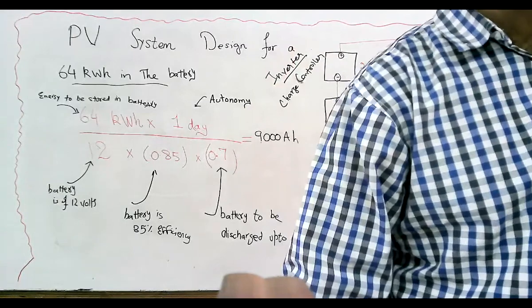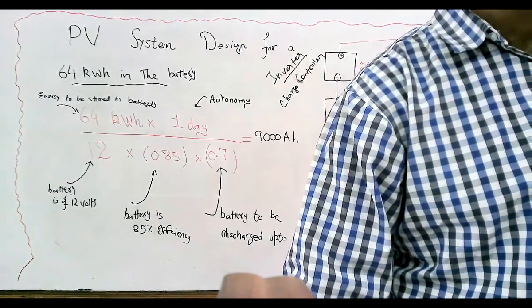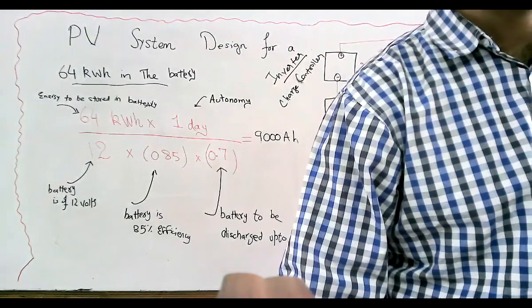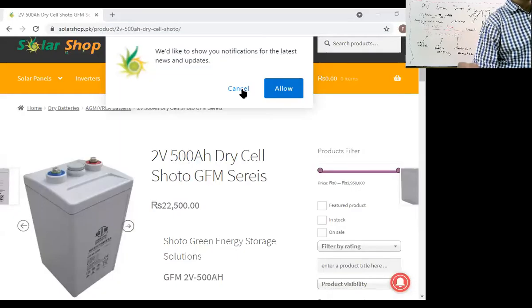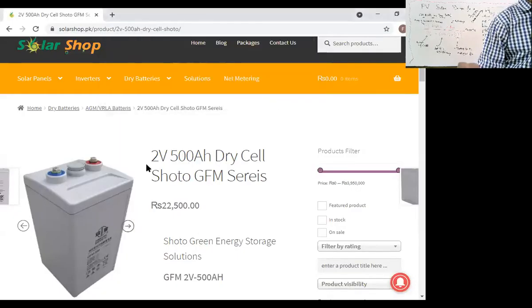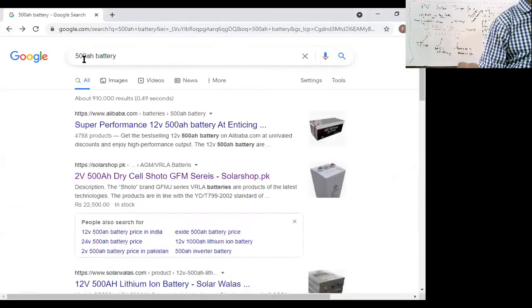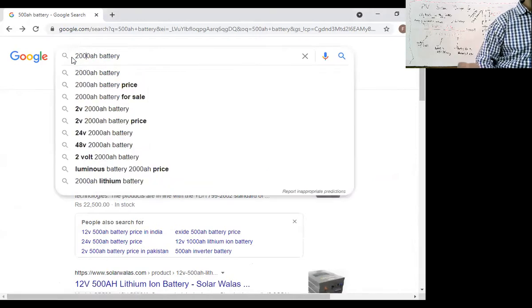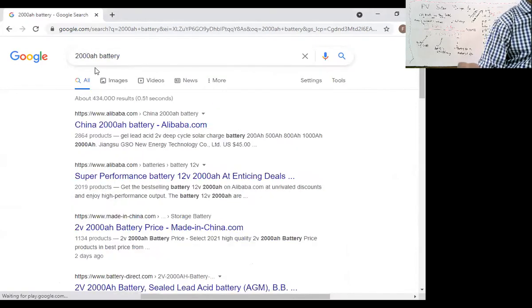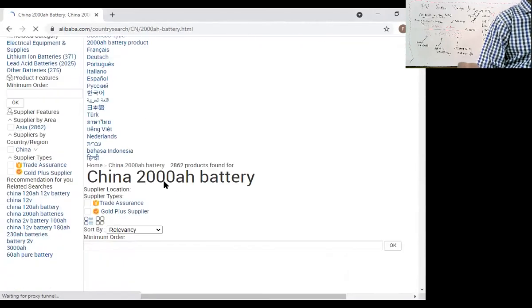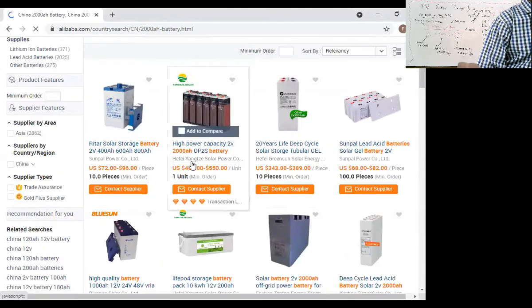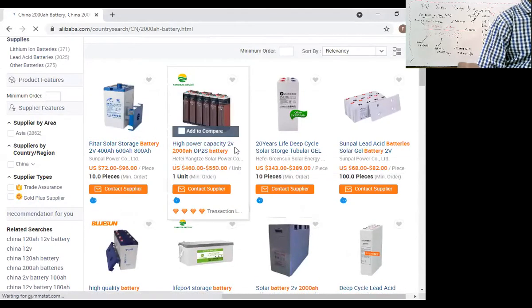Let me discuss some other batteries with you, the available options you have. Now look, this is a 2 volt 500 ampere hour battery. Then you may also have 2000 ampere hour batteries as well. Now this is available at Alibaba. This is a 2000 ampere hour, 2 volt battery.